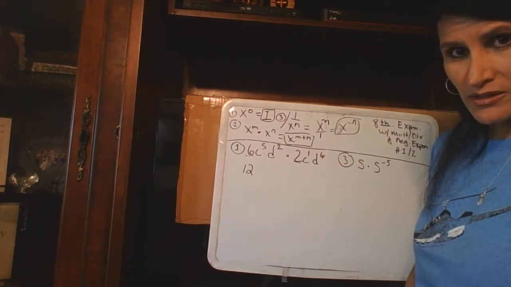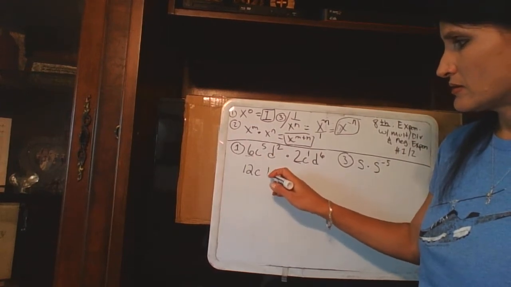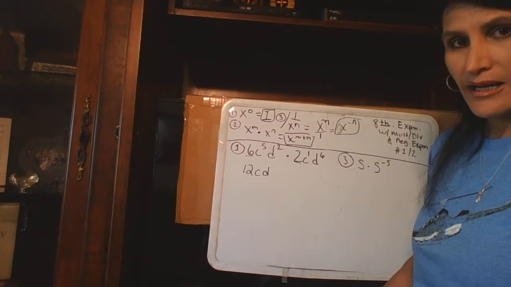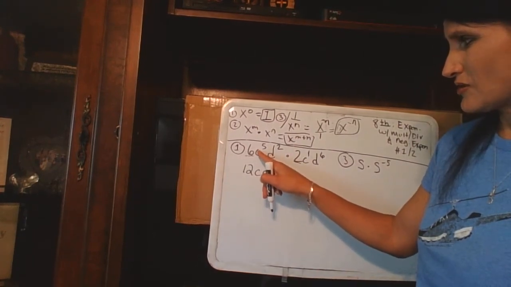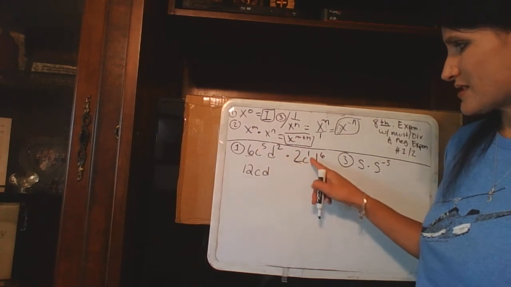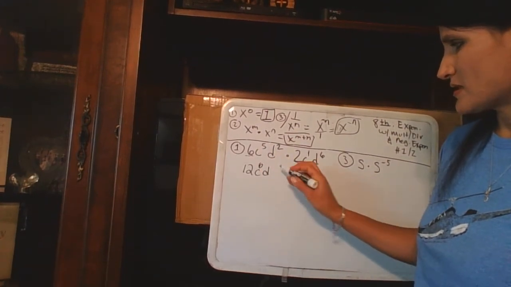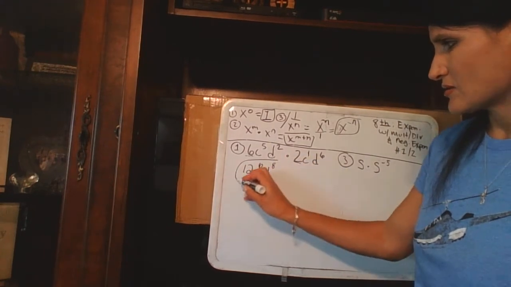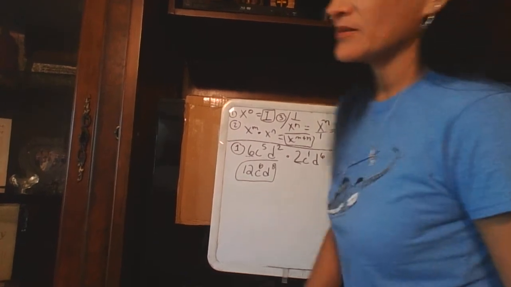After you multiply the coefficient, then you put the letters in alphabetical order, and then you add the exponents. The c to the 5th times the c to the 1st would be c^6. d squared times d^6 would be d to the 8th. So this was a simple problem. The answer is 12 c to the 6th, d to the 8th.